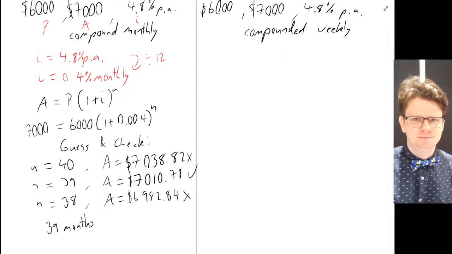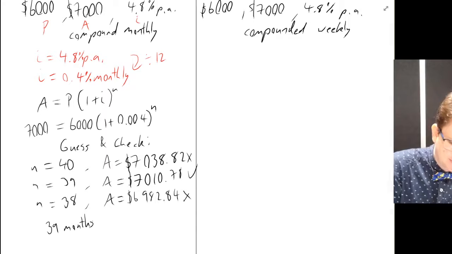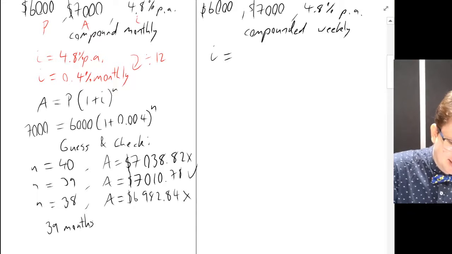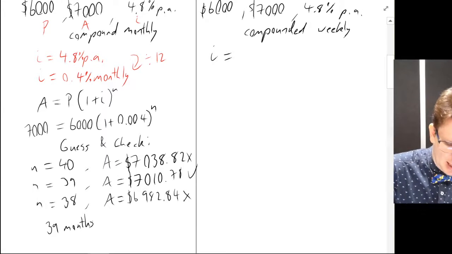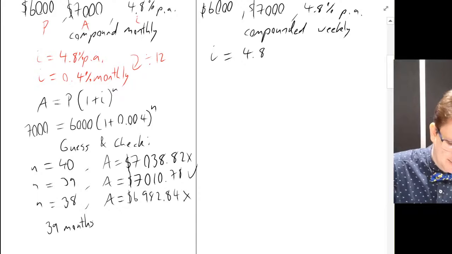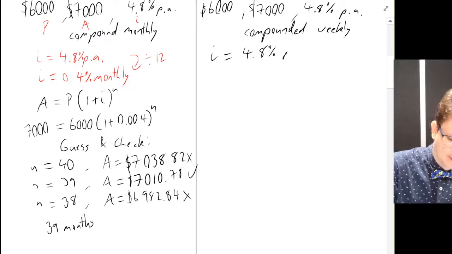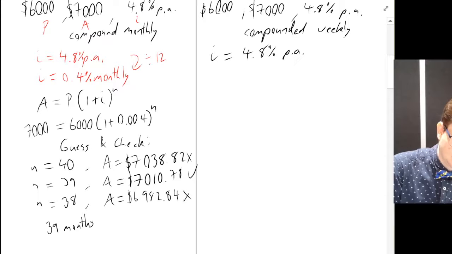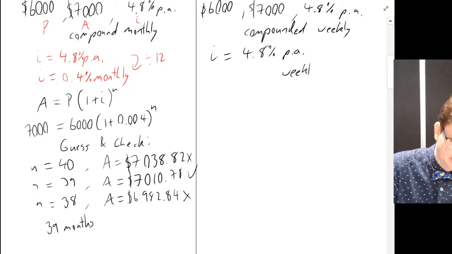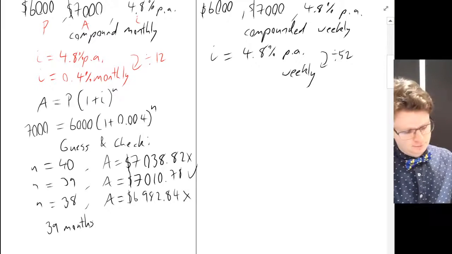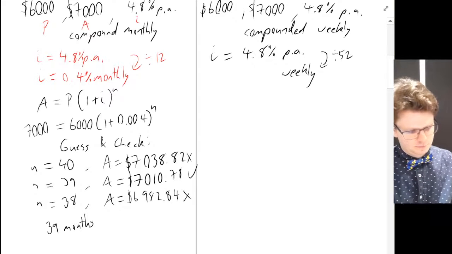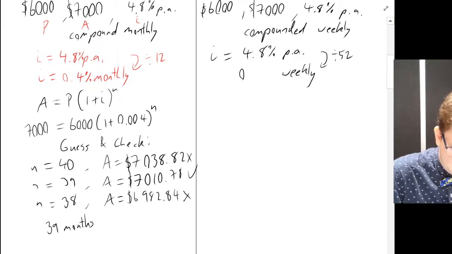Alrighty, so same as the first one, my interest rate is a yearly interest rate, and I need it to be a weekly interest rate. So 4.8% per annum. I need it to be weekly, 52 weeks. We get a very small interest rate, 0.092% per week.